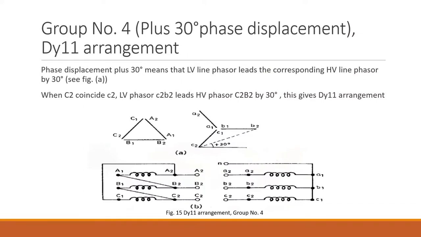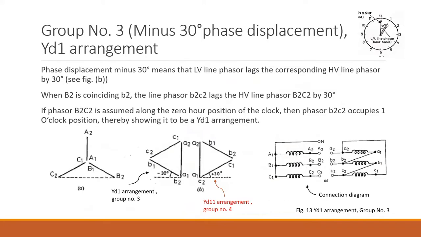Then let us talk about group number 4. Group number 4 belongs to plus 30 degree phase displacement. Here we can take the example of the DY11 arrangement. So your delta is your primary side, Y means the secondary or LV terminals are connected in star fashion, and the 11 is indicating plus 30 degree. 11 means your hour hand is at 11 o'clock. So this is going to give you 30 degree phase displacement.